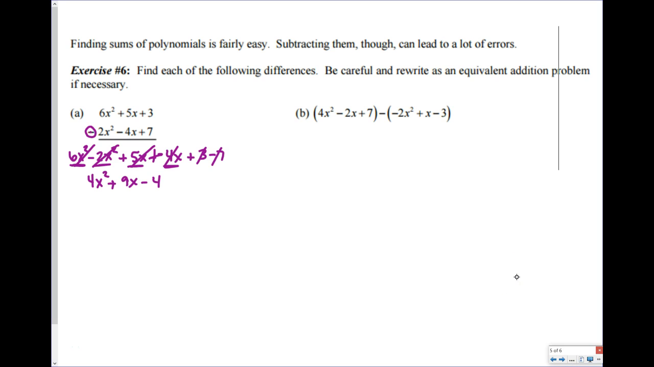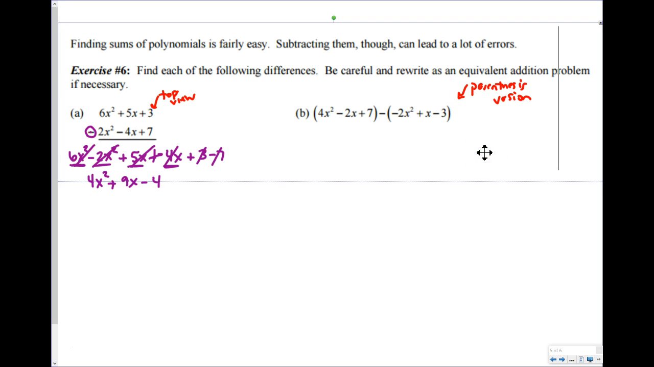Now, instead of it being a top, so this was like a one on top of the other. This is like a top view. This one right here is a parentheses version. So you might see this in two different ways. So the way I like to do this is when you have these, you can write them on top of each other. So 4x squared minus 2x plus 7 minus negative 2x squared plus x minus 3. That's one way I like to set this up.